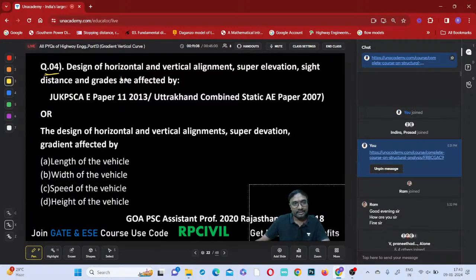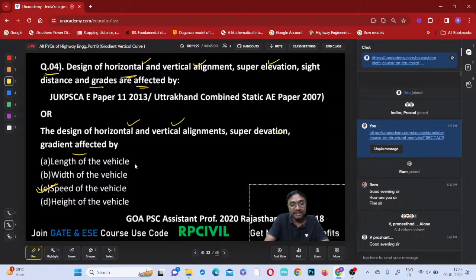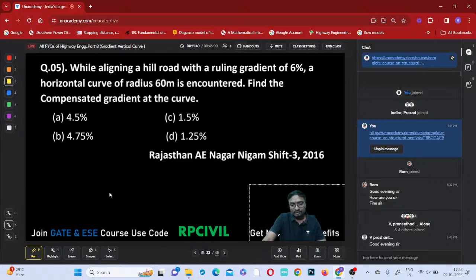Here, so what is that? The design of the horizontal curve, horizontal alignment, super elevation, sight distance, gradients, everything is affected by which one? This is the speed of the vehicle only, right? Horizontal and vertical elements, super elevation and gradient, all these are affected by the speed of the vehicle, definitely, right? Because speed only will decide major geometric design portions. Right. Next, fifth question.